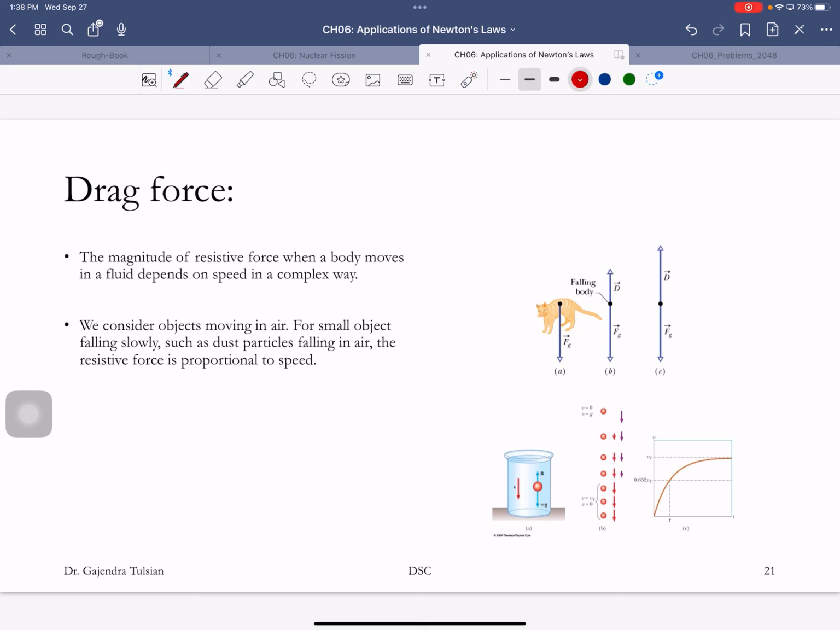Now, there are two situations: the drag force being proportional to your speed, and the drag force being proportional to your speed squared. For small objects falling slowly, such as dust particles falling in air, the resistive force is proportional to the speed. So for small objects, the drag force is proportional to that.